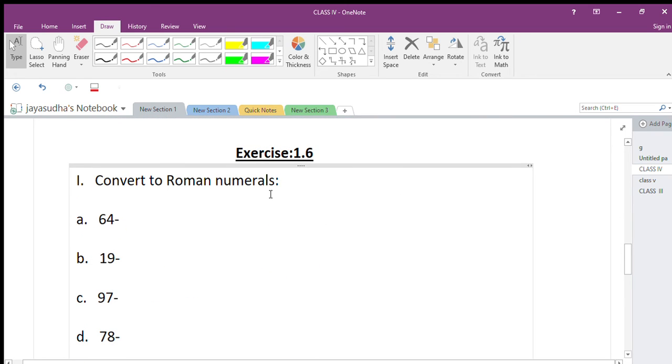Listen, convert to Roman numerals. Let's take 64. How do you write 64? First you write 50. 50 is L.